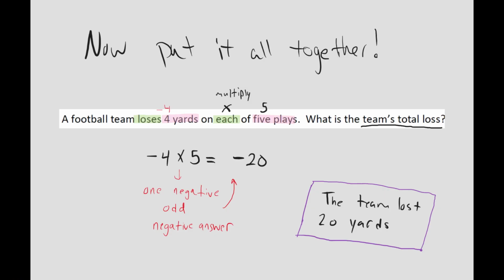Ready for the solution? Let's check your work and your answers now. So, if I look at this, there's 4 yards, 5 plays. I've underlined the numbers. Loses 4 makes it negative 4. 5 doesn't really have anything attached to it, though there is the word each, which tells me to multiply. When you see each, it's usually multiplying. So I got negative 4 times 5. That makes negative 20. And then I'm going to put that into words: the team lost 20 yards.